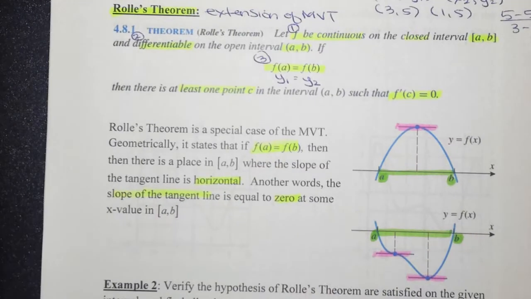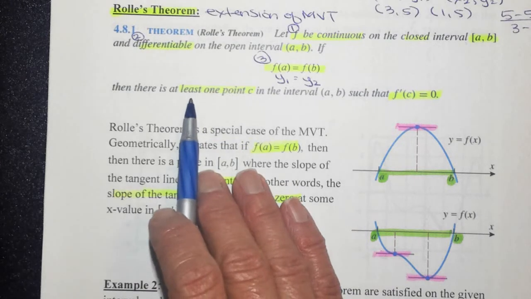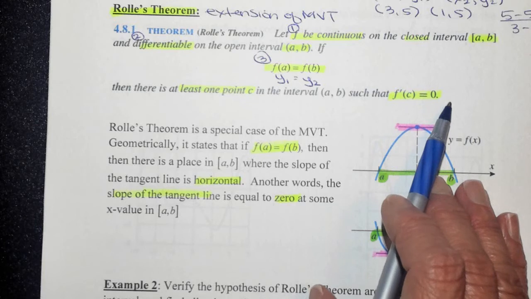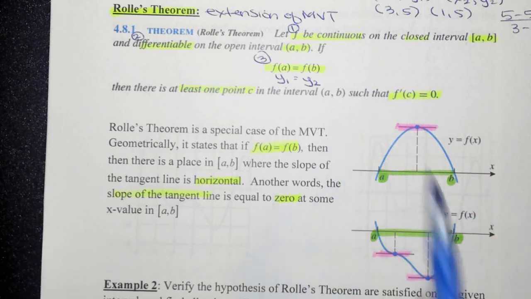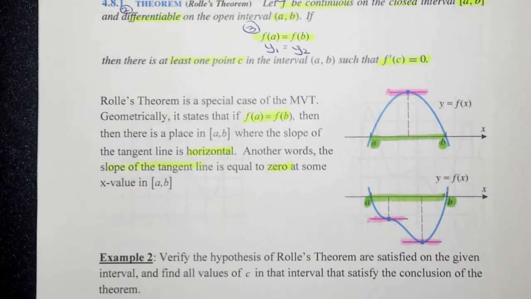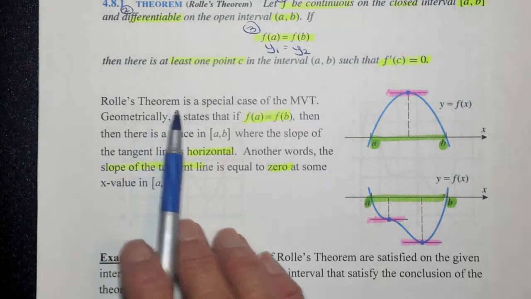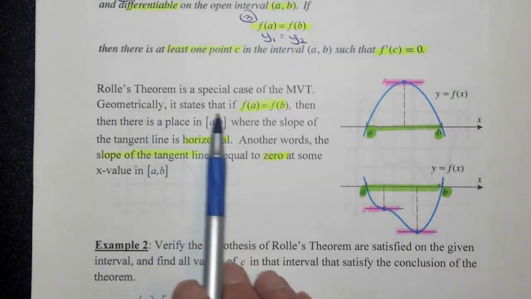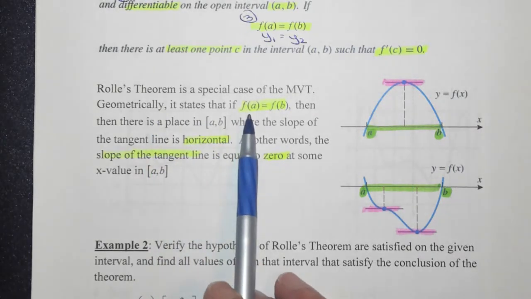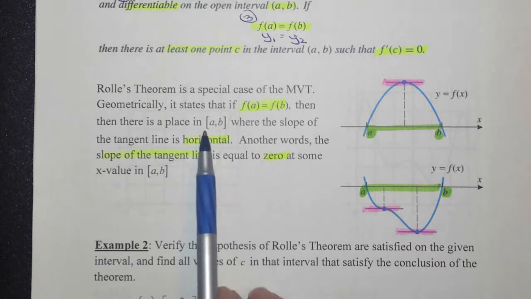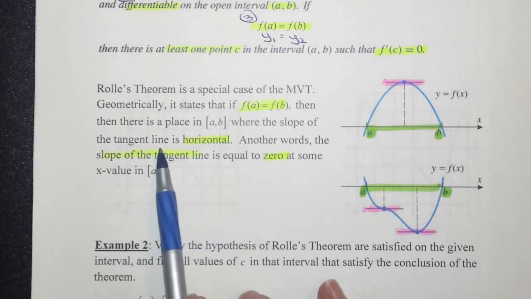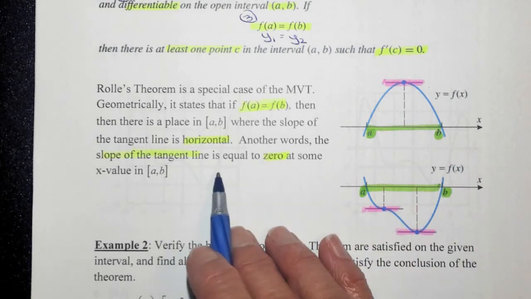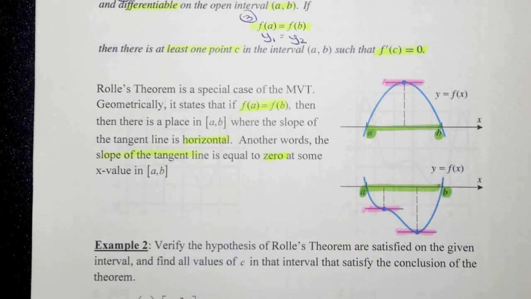So what they're saying is that there is at least one point c on the interval such that the slope of the tangent line is equal to 0. That's what Rolle's theorem is. It's where the slope is 0. Rolle's theorem is a special case of the MVT, which is what I said at the top. Geometrically, it's stating that if your two y values are equal, then there's going to be some place on this closed interval where the tangent line is horizontal. In other words, the slope of the tangent line is equal to 0 at some given x value.